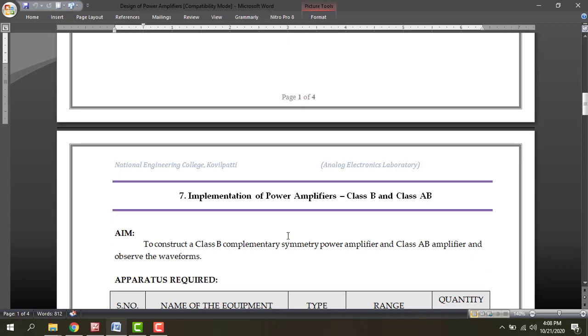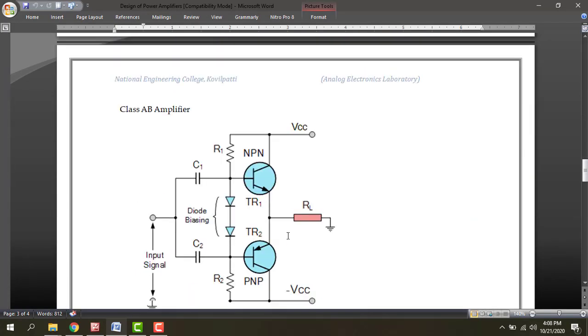To overcome this crossover distortion, we go to the next approach, the class AB amplifier. The transistor will not conduct if the input signal is less than 0.6, so we pre-bias the transistor using this diode circuit. In this circuit, we have two diodes D1 and D2 connected through R1 and R2. Diode D1 is connected to plus VCC through R1, so diode D1 is forward biased. Similarly, diode D2 is connected to negative VCC through R2, so diode D2 is also forward biased.